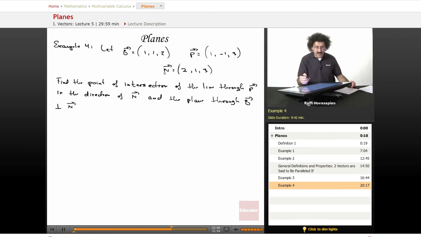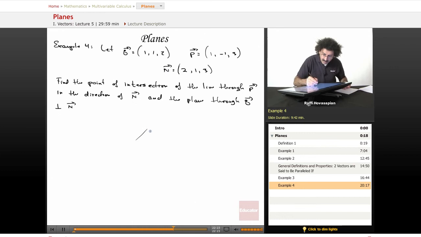Okay, so we have these 3 points, 3 vectors. We want to find the point of intersection of the line that passes through P and is moving in the direction of N, and the plane that passes through Q and is perpendicular to N. This is often the case: you'll be given just some random points, and you have to draw it out, in 2-space or 3-space, so that you can see what is going on, so that you can decide what equations to use and what to set equal to what.